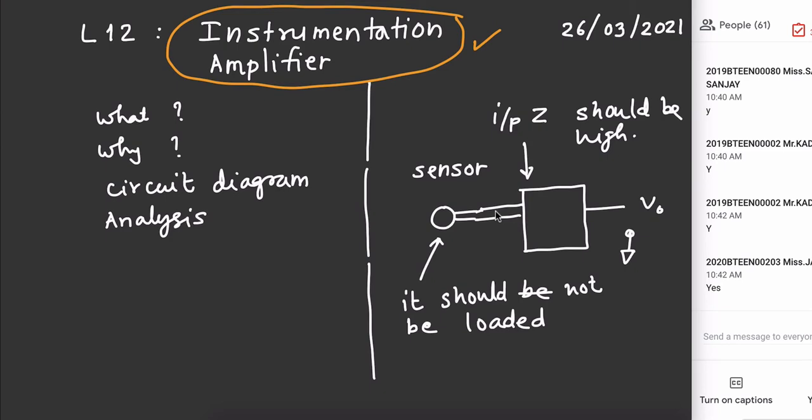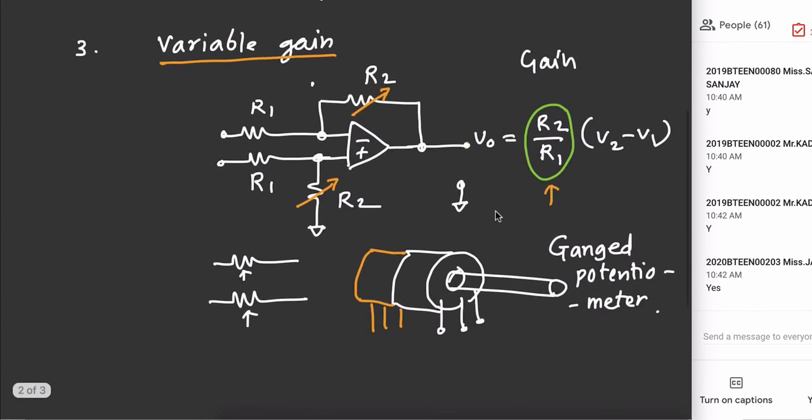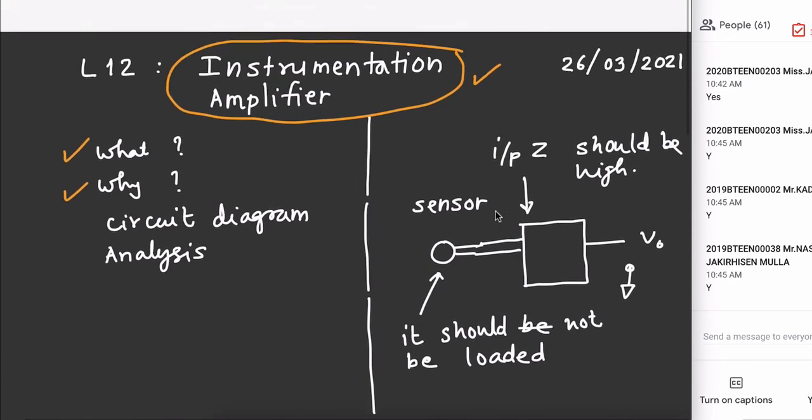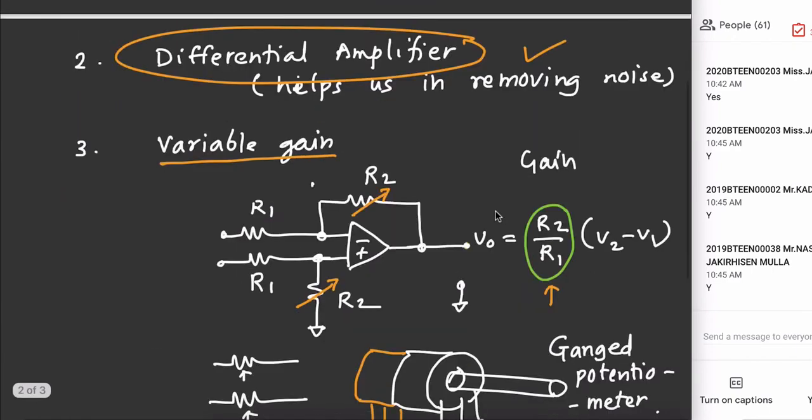So we understood what, and we also understood why. Because a common circuit like the difference amplifier cannot help us, because there are two resistors to be changed at a time. Everybody understood this? Okay, great. So now the third point is to go to the circuit diagram and then do some analysis.